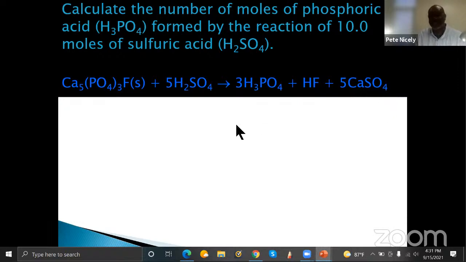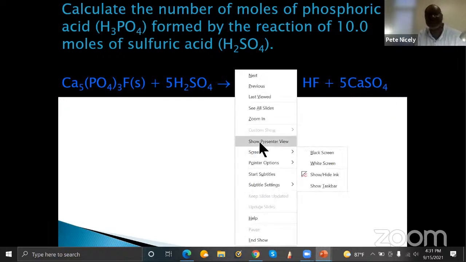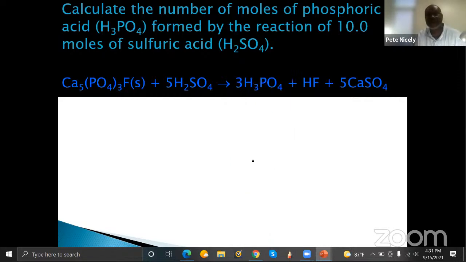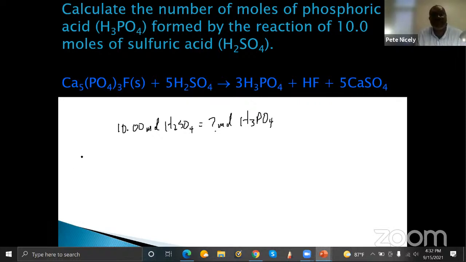Let me write down the information that is provided. You're given 10.00 moles of H2SO4, and the question is asking for the equivalent value in moles of phosphoric acid produced. So what I would do is start off with the 10.00 moles of H2SO4.